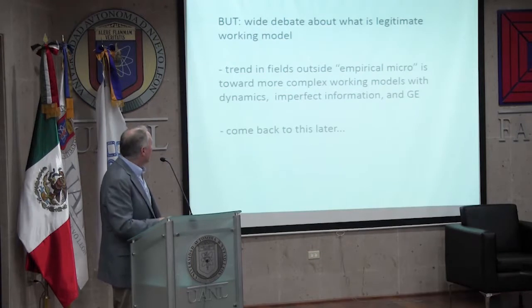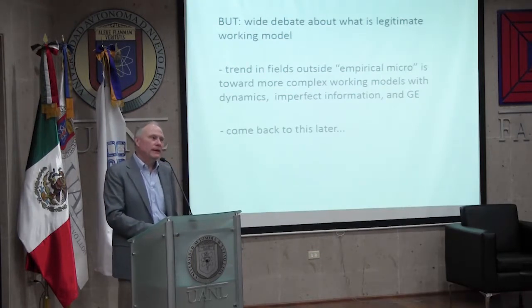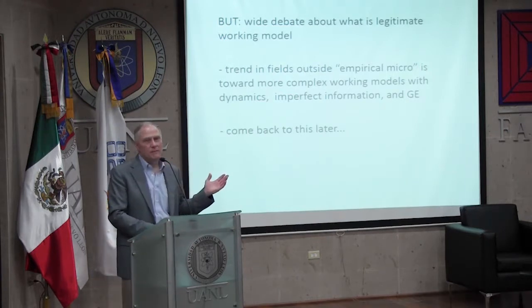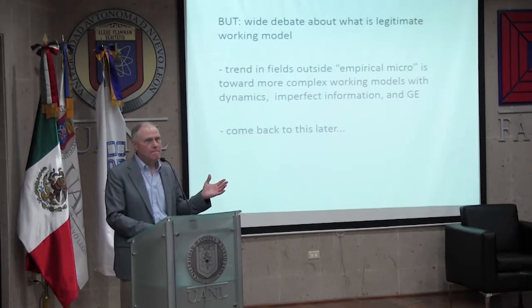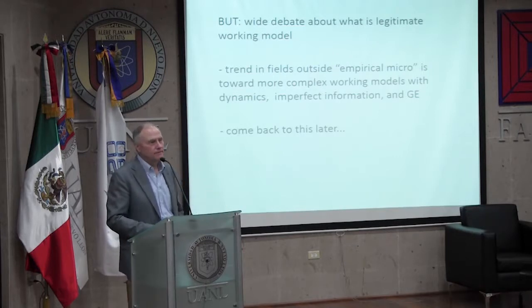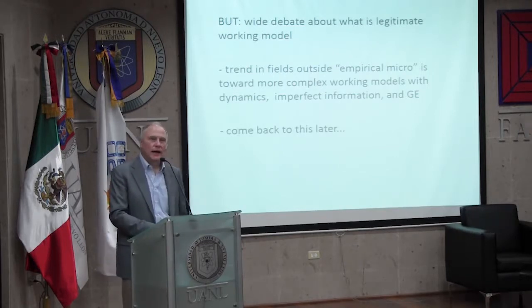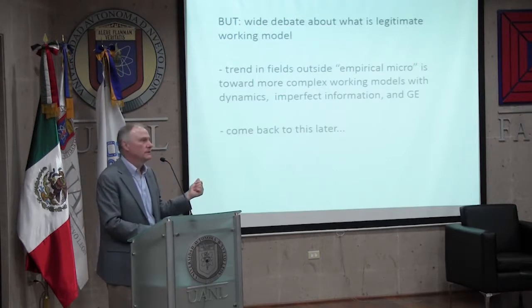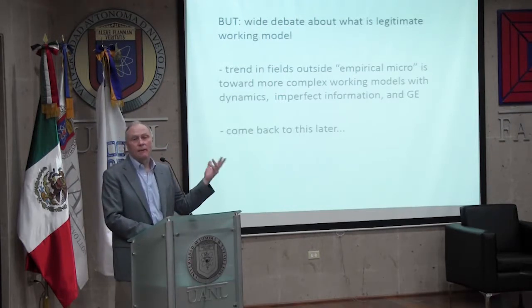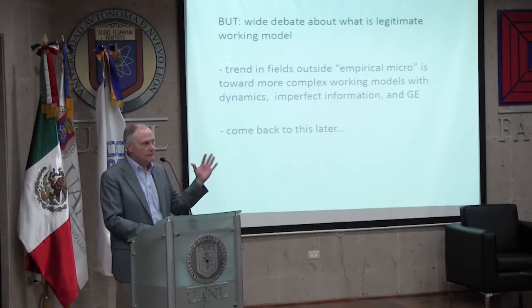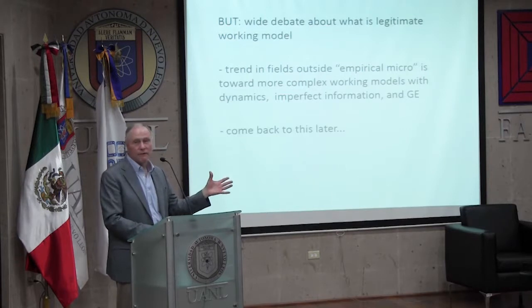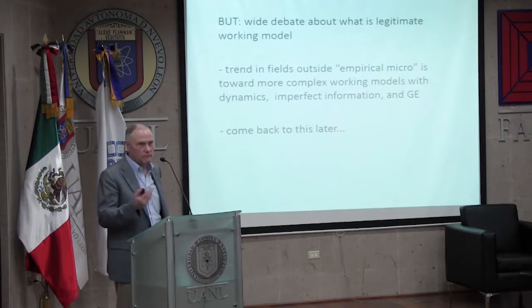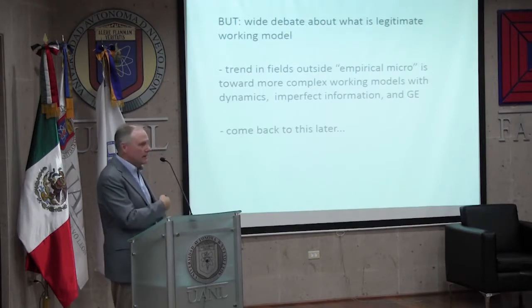a successful model. Now, with that said, there's a wide debate among economists about what is actually a legitimate working model. So outside of the fields of empirical micro, the models that people use have, in the last 30 years, become more and more complex. Most of those models would have three elements that are largely missing from lots of informal working models. They would have imperfect information, they would have dynamics, and then they would have some element of general equilibrium. Or at least a partial equilibrium. So if you think about macro, for instance, that's inevitably the case. Any useful model in macro, from the perspective of many macroeconomists, has to have all of those elements. And I'm going to come back and talk about this in a minute.